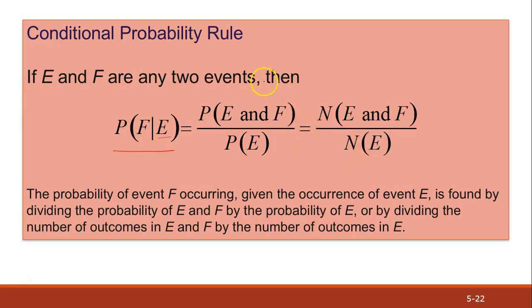So we don't necessarily have to compute the probability of E and F and then divide it by the probability of E. We can use the number of outcomes to help us in finding the probability that we are looking for. But I'll have 2 examples for us, one showing us that we can use the number of outcomes to help us in computing this conditional probability, and then another one where we use probabilities to help us in computing the probability rule here.